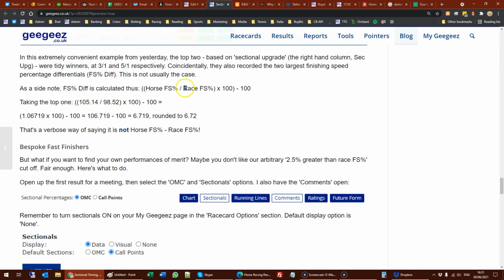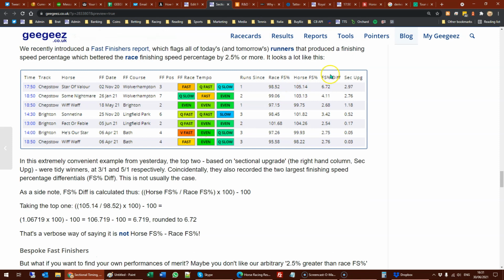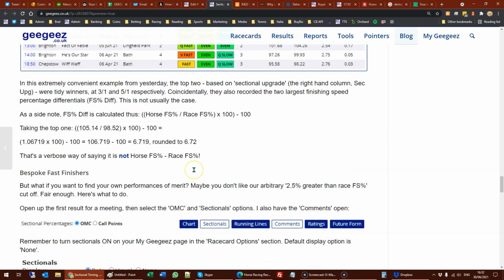In the blog post, I've articulated how the finishing speed difference is calculated. This column here, and rather than labour it again, you can pause this video if you want to look at that. But basically, it's not horse finishing speed minus race finishing speed. It's horse finishing speed divided by race finishing speed. So don't get hung up on it. But if you were looking at the numbers and thinking this sum doesn't add up, that's why.